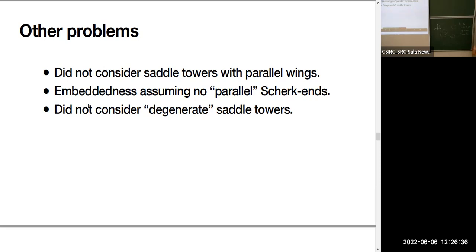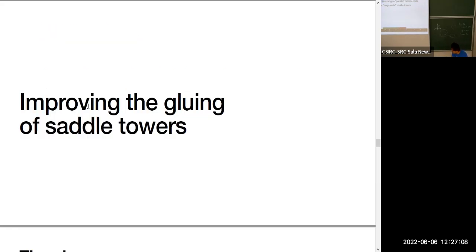And then in Traizet's work on singly periodic minimal surfaces, he assumed that no Scherk ends are parallel, because if they are parallel, he was not sure, when you open the node, how the parallel ends bend. And if they bend toward each other, that's a bad thing. They won't be embedded. Okay, and then they did not consider degenerate saddle towers. That's not important. So I will give you an example later.